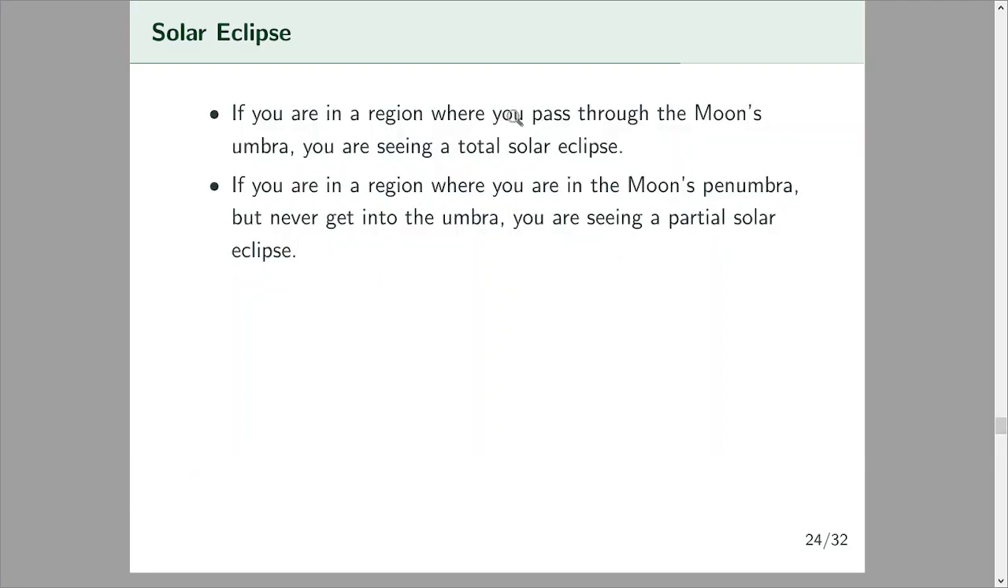So if you are in a region where you pass through the moon's umbra, you are seeing a total solar eclipse. If you're in a region where you're passing through the moon's penumbra, but never get into the umbra, you are seeing a partial eclipse. If you actually see a ring of the sun around the moon, you're getting an annular eclipse. I didn't put that one in.